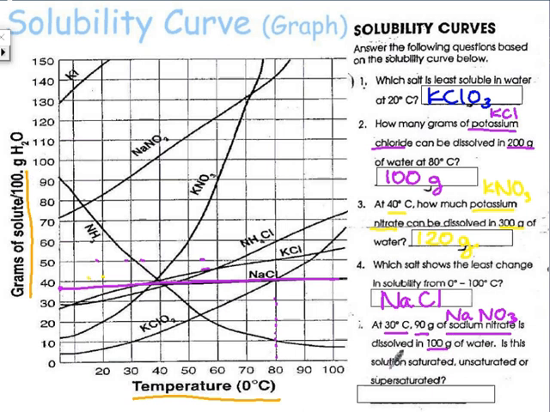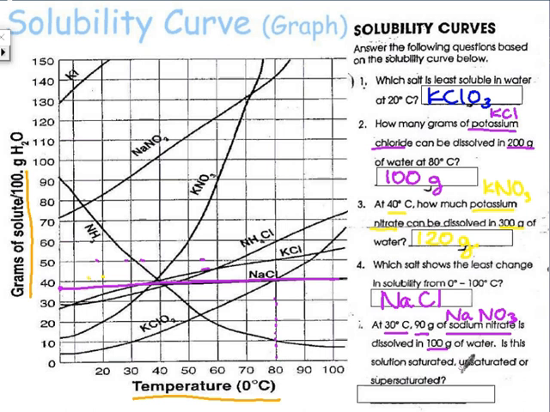It says, is the solution saturated, unsaturated, or supersaturated? Ooh, so I have to think. Saturated means it's dissolved as much as it can, but not too much. So that means the line, because this is the saturated line. Unsaturated means it could dissolve more, so you'd fall below whatever line you're talking about. Or supersaturated. If you were above the line, you would be considered supersaturated.